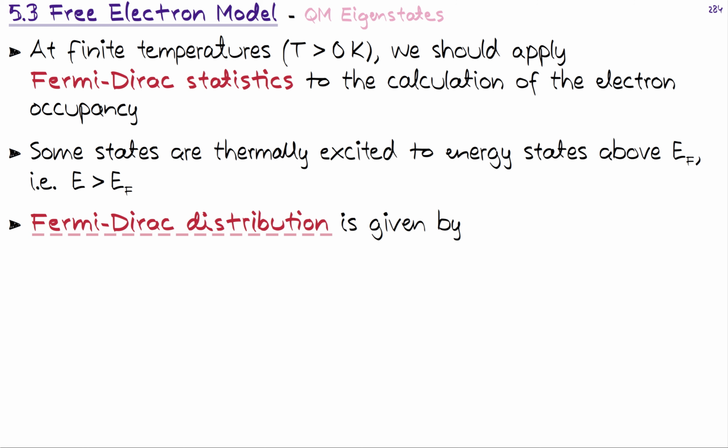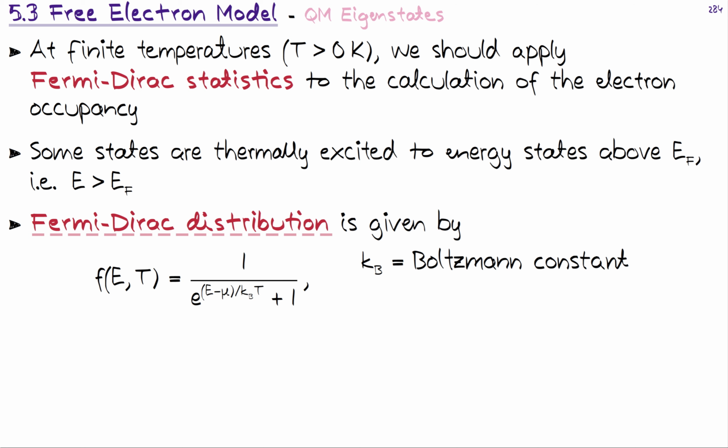And please remember the Fermi-Dirac distribution that gives us these statistical tools to estimate what happens near the Fermi level. The Fermi-Dirac distribution f as a function of energy and temperature is given as 1 over exponent of E minus mu, where mu is the chemical potential, divided by kBT, plus 1, since we're dealing with fermions here. Here, kB is the Boltzmann constant, T is the temperature, and mu is the chemical potential.